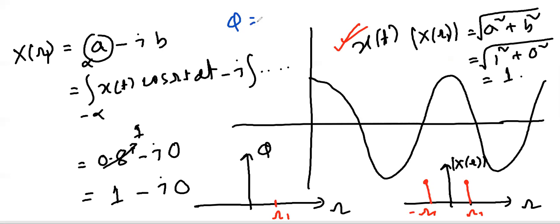The phase is, of course, also a function of omega. So this is for omega. This is tan inverse b by a, where b is 0. So we can write that tan inverse 0 is 0. So that means the phase is equal to 0. Phase 0 means what? From the phase 0, we can understand this.